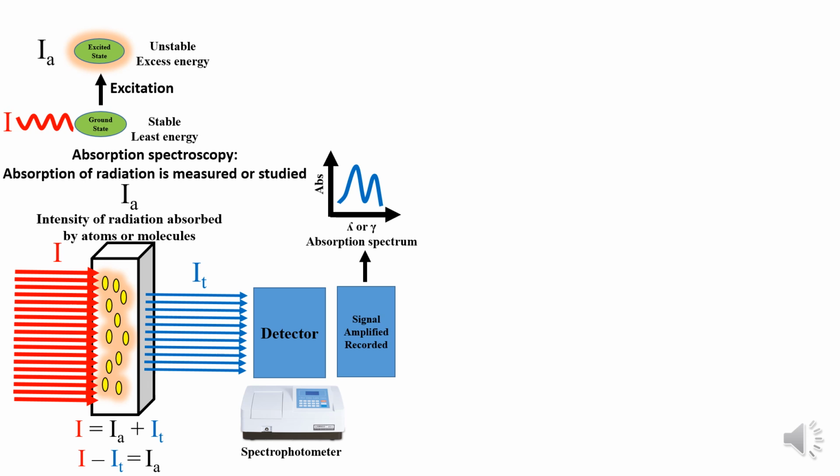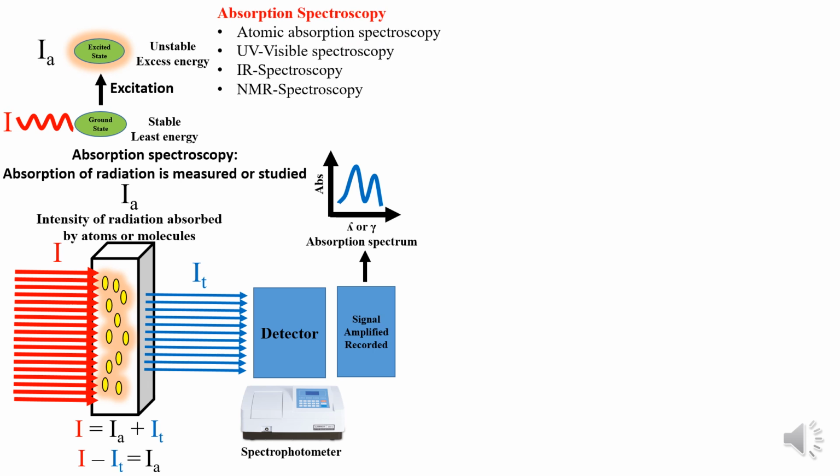So intensity of incident light is the sum of the intensity of absorbed light and intensity of transmitted light. So how do you get the intensity of the absorbed light? When you subtract the intensity of transmitted light from the intensity of incident light, you get the intensity of absorbed light. So how do you get IA value? It is the instrument which does the calculation. So one can measure the amount of radiation absorbed by the drug molecule, that is IA, by using the instrument called spectrophotometer.